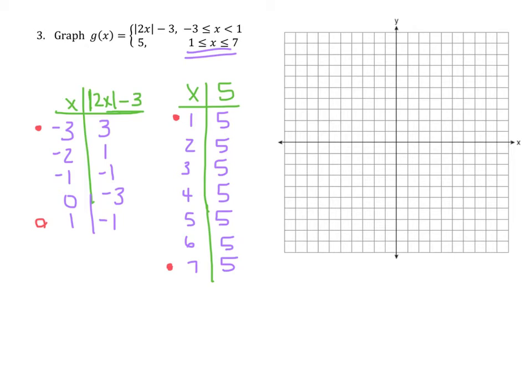All right, so now we have to graph these. So let's start off by graphing the absolute value function on the left, the top one here. And so I'm going to plot the point -3, 3 as a closed circle. Okay, then -2, 1. Oops. And then -1, -1. Then 0, -3.